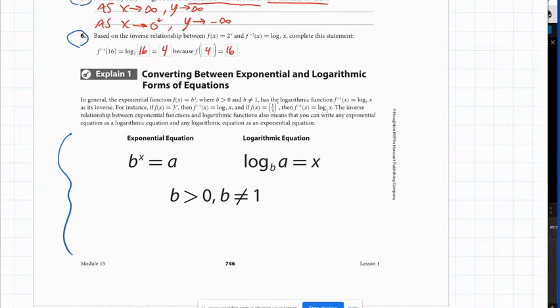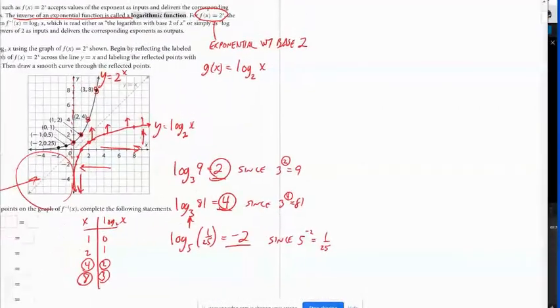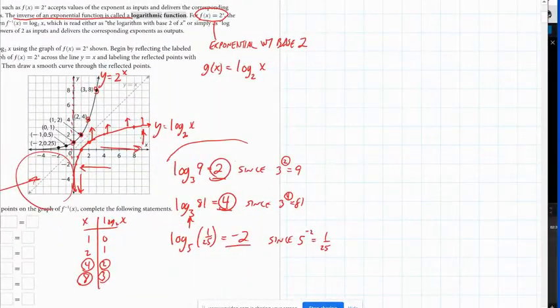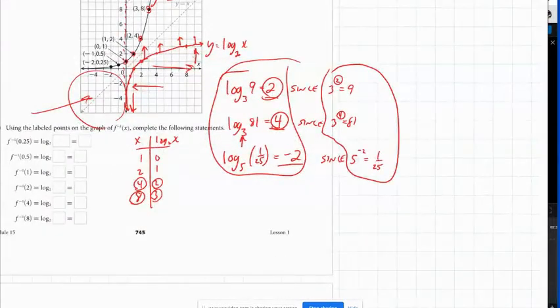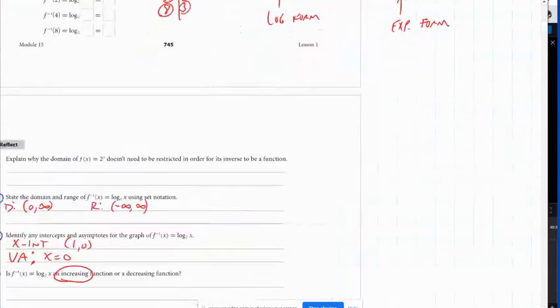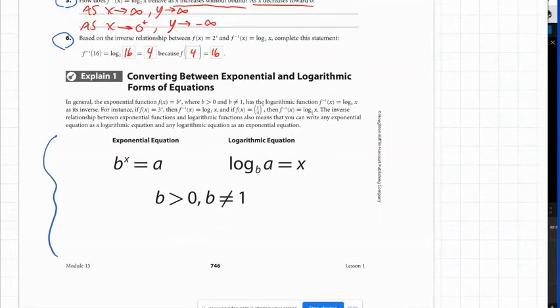Okay, so what I was doing when I was writing these examples out, these were the logarithm problems, but I was writing them in exponential form to show you why that is the answer to the logarithm. So these are in log form, and these are in exponential form. And so that's what this next thing at the bottom of 746 is talking about.